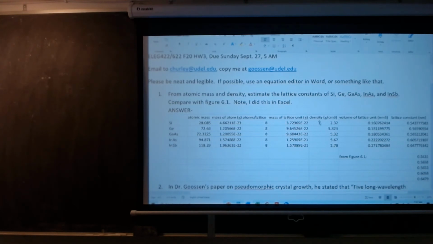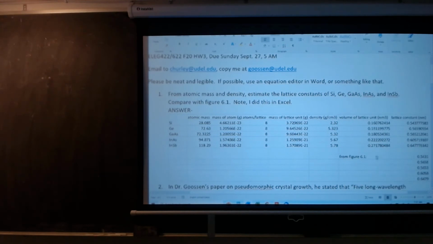And then you look up the densities of these 5 semiconductors, and then, again, I just did it in Excel because it's very easy then. You just divide one by the other, and that gives you the volume of the lattice unit, and you can convert it to nanometers. I did it in nanometers here. Then you take that to the 1/3 power, and that gives you the lattice constant in nanometers. And so you can see that you get these 5 values for those 5 semiconductors.